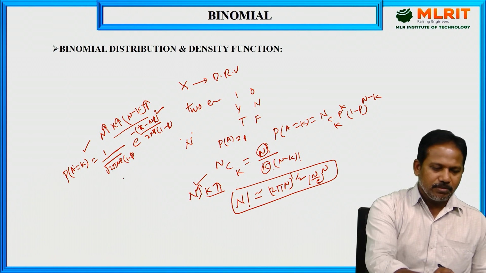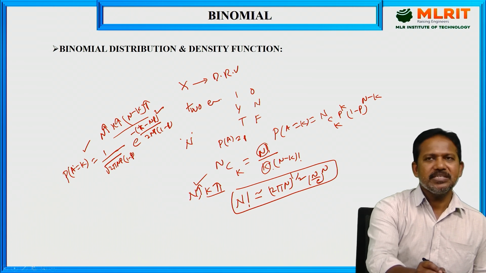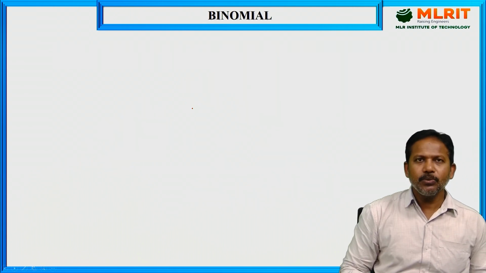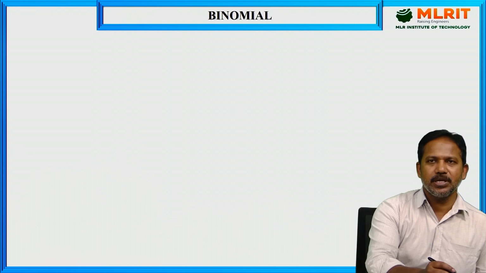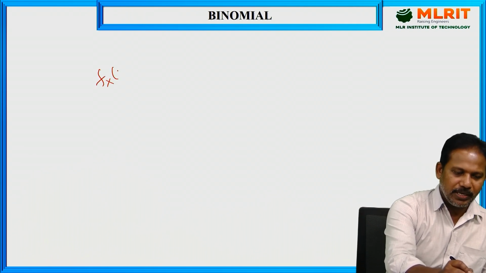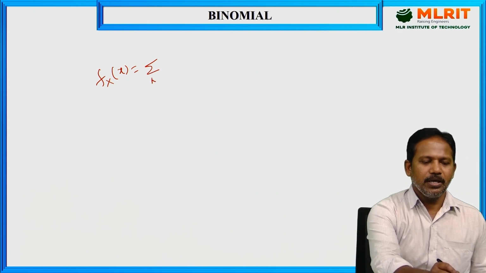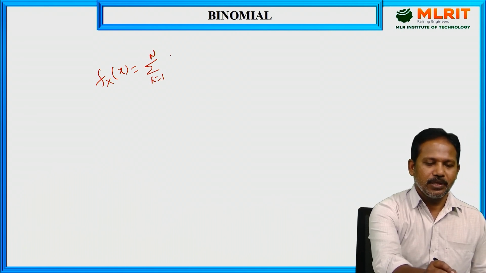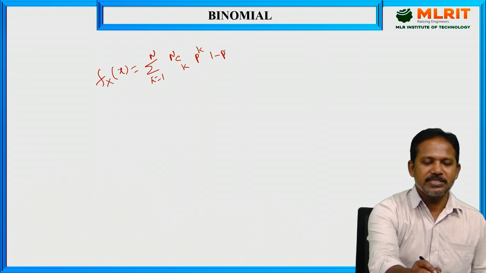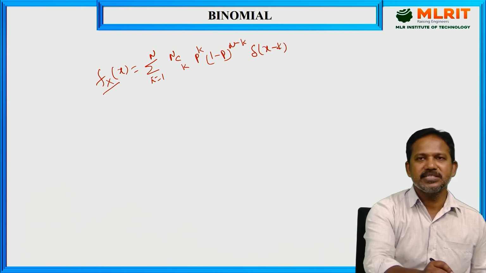So next, we need to move to the binomial. Binomial is also the same, but now I need to represent it in terms of the distribution and density function. That is f_X of x equal to summation of k equal to 1 to n nCk into p power k into (1 minus p) whole power n minus k into delta of (x minus k). So this is my distribution density function.